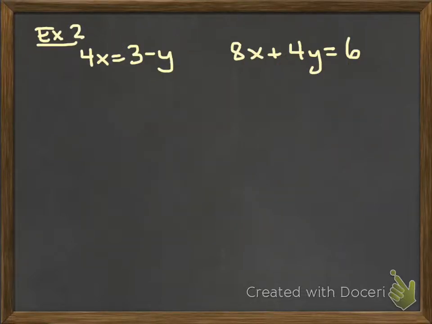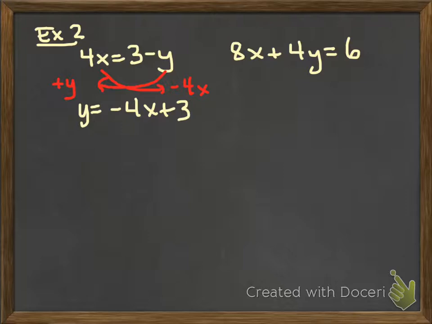Okay, example 2, the first line is 4x equals 3 minus y, and the second line is 8x plus 4y equals 6. We're trying to make one of them equal x equals or y equals, and it looks like it'll be easier to do that with the 4x equals 3 minus y. So what I'm going to do is bring the negative y to the other side so it becomes positive y, and bring the 4x to the other side so it becomes negative 4x. Okay, so now I have y equals negative 4x plus 3.